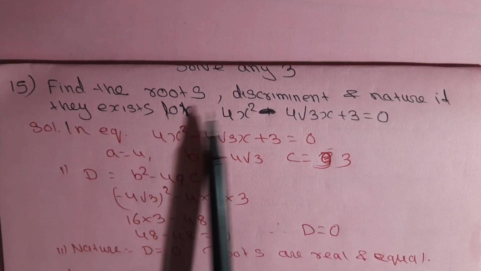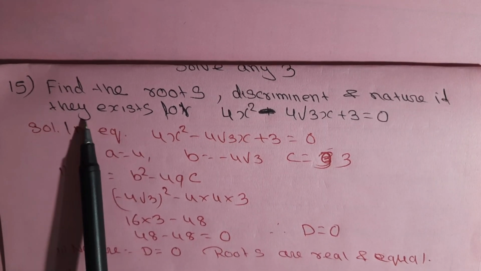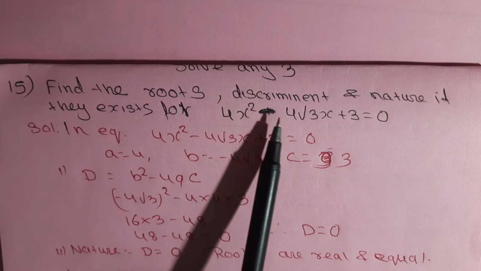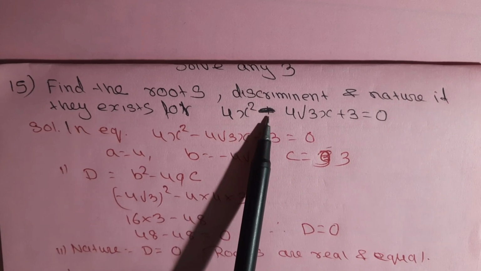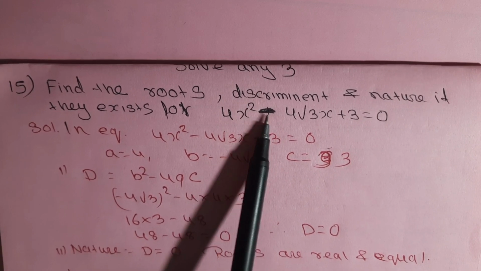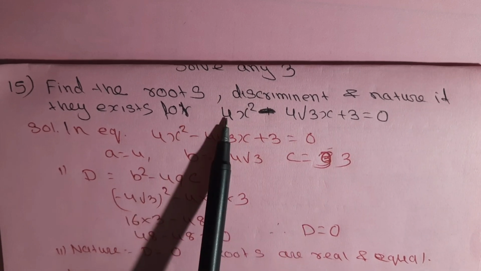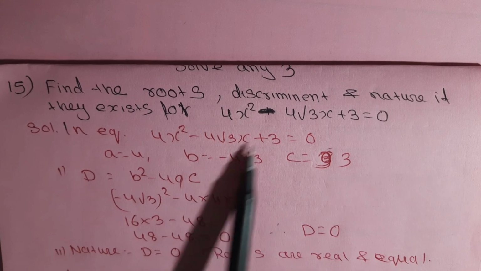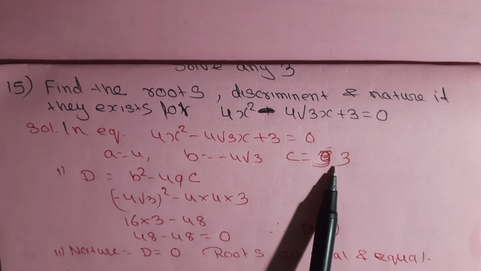Find the roots, and the discriminant and nature of the roots if they exist, for this equation 4x square minus, see in the book you got plus, but in the question it was minus, so for this one. Now this is A, this is B, this is C. So A is equal to 4, B is equal to minus 4 root 3, C is equal to 3.